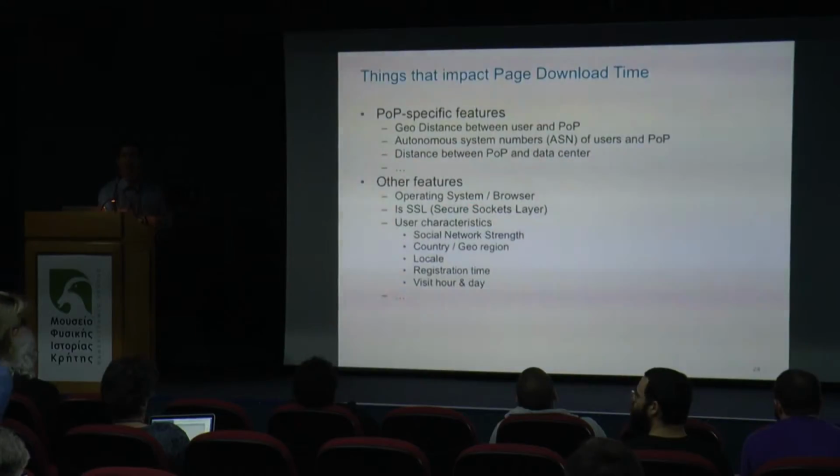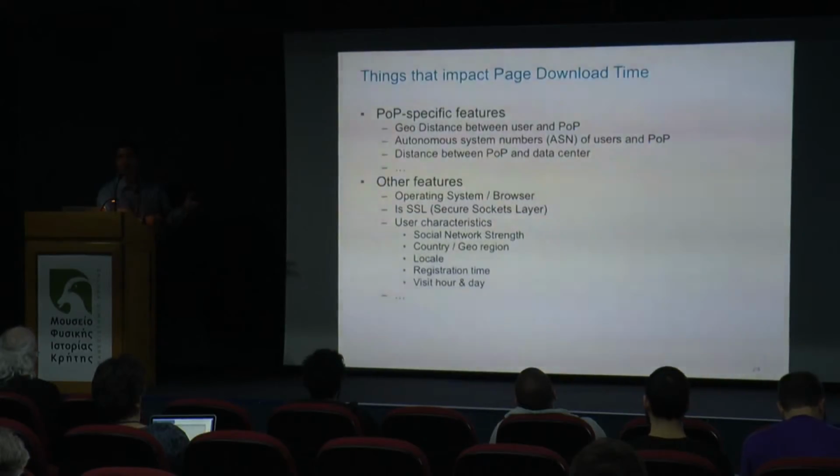which browser the user is coming from, because that can impact page download time. Some browsers may have weird implementations. Whether the user is on SSL, HTTPS, or HTTP. And other characteristics of the user itself, as I said. If the user is highly connected, their connection density is high, so the pages will be bigger and heavier.